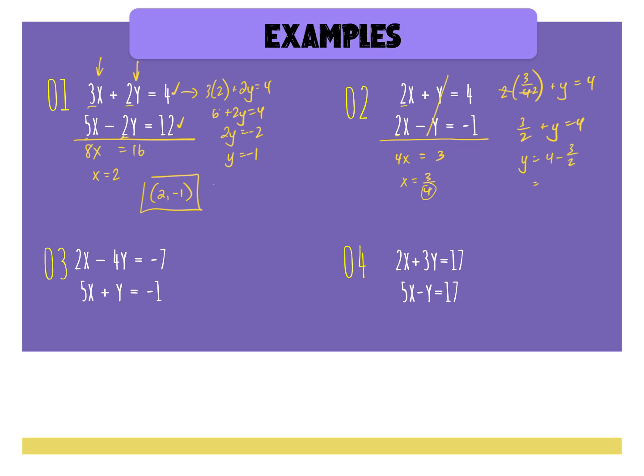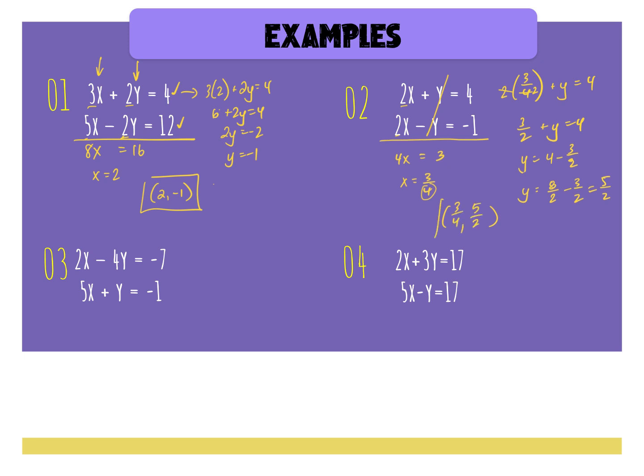Well, 4 is the same as 8/2. I don't know why it took me so long to find that. 8/2 minus 3/2. Wow, what a mess I'm making there. Sorry, guys. Let me try this one more time. So 4 minus 3/2 is the same as 8/2 minus 3/2, which is 5/2. So my ordered pair for my solution is x is 3/4 and y is 5/2.